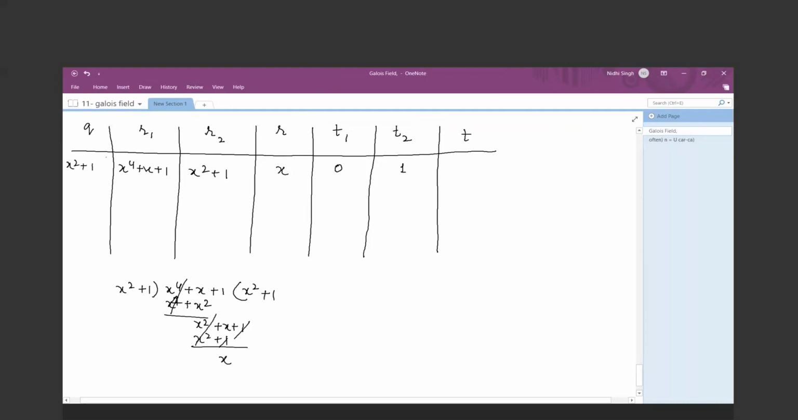Now we have to find the value of T. So what is the value of T? The value of T will be T1 minus Q into T2.